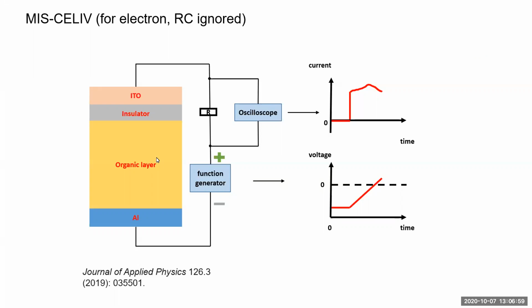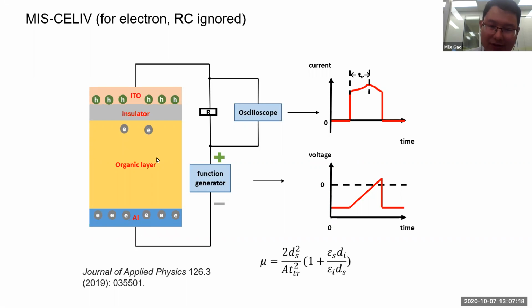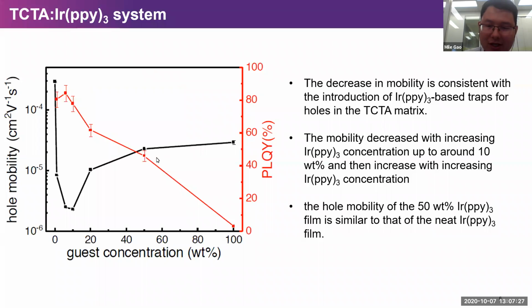Okay, thank you. So we apply an increasing triangle pulse and it will extract those accumulated charges. And now this transient can be recorded from an oscilloscope, and by analyzing the position of the extraction peak, we can know what the mobility is. And using this method, we measured the hole mobility of films with different guest concentrations.